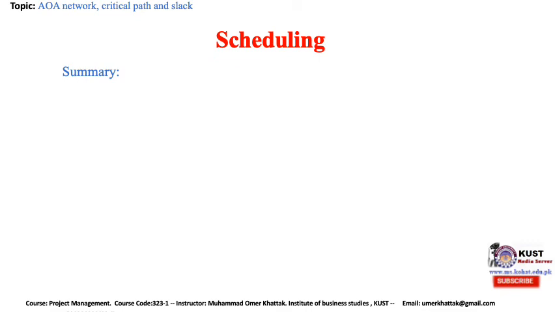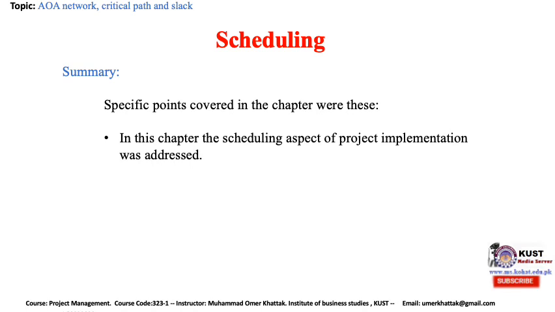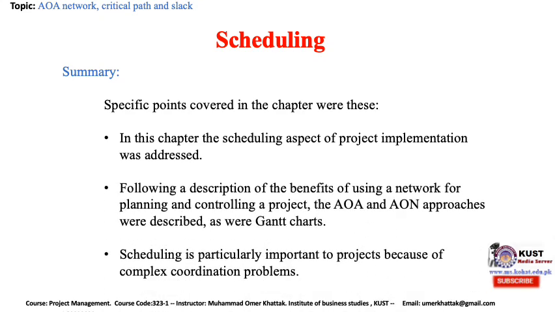Summary of the chapter. Some specific points covered in the chapter were these. The scheduling aspect of project implementation was addressed. Following a description of the benefits of using a network for planning and controlling a project, the activity on arrow and activity on node approaches were described, as was the Gantt chart. Scheduling is particularly important to projects because of complex coordination problems.